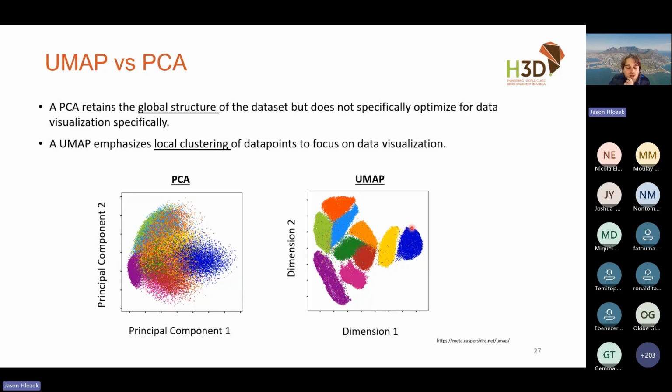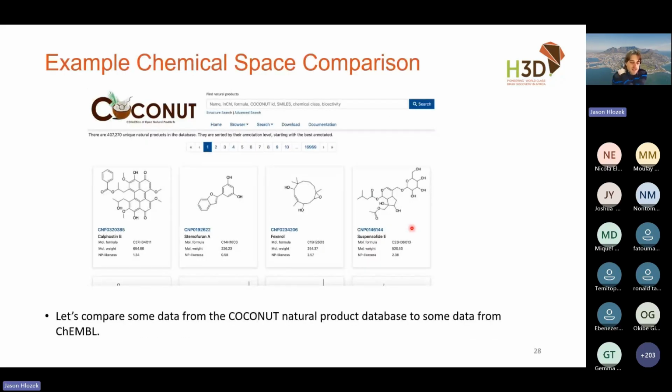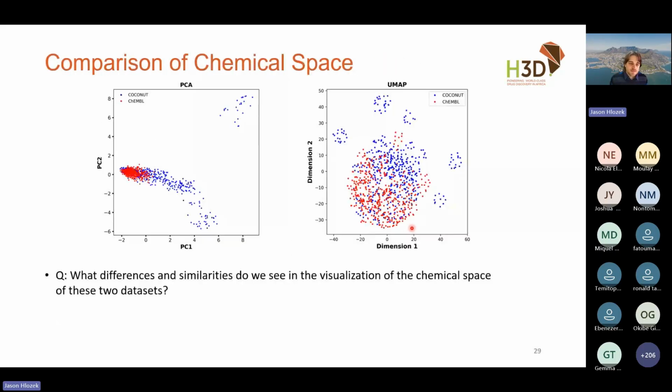All right, so let's go through some examples to unpack that to make it clear. One such data set that we can look at, if you're not aware of, is something called Coconut. And this is specifically a natural products database. So for this next example, what I've done is pulled some data from ChEMBL, drug-like molecules, and compared it to some data from Coconut, which are predominantly natural products. And so what we see in our plots, you can see ChEMBL in red and the natural products in blue.